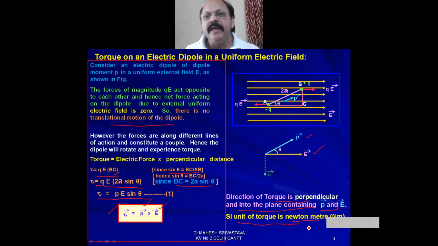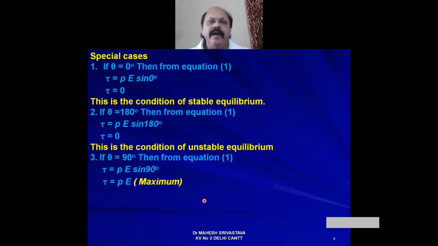Now we take some special cases. When it rotates, your aim is to bring the dipole in the direction of the electric field. So we take some special cases. When theta equals 0, what are you getting? When theta equals 180 degrees, what condition are you getting? And when theta equals 90 degrees, what are you getting? From this expression in CBSE, they definitely ask questions. So we are taking the special cases.